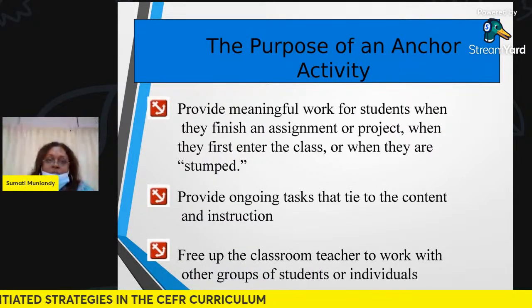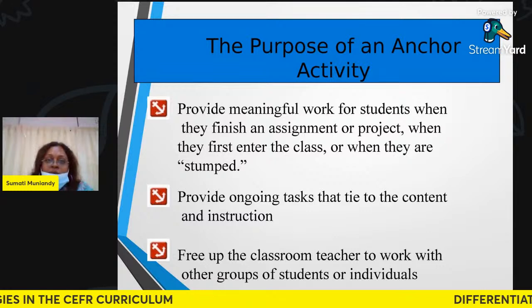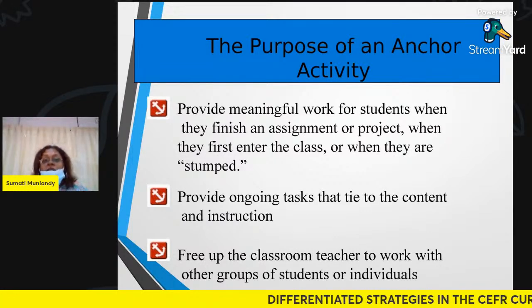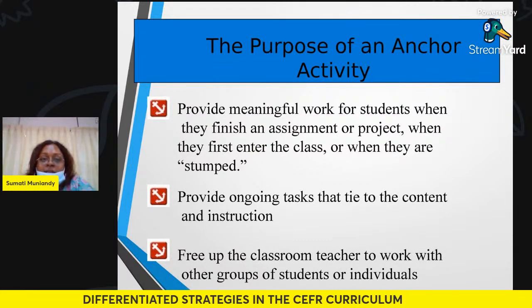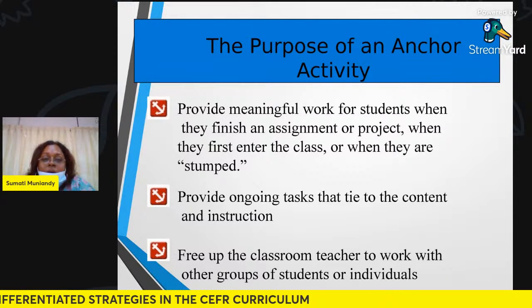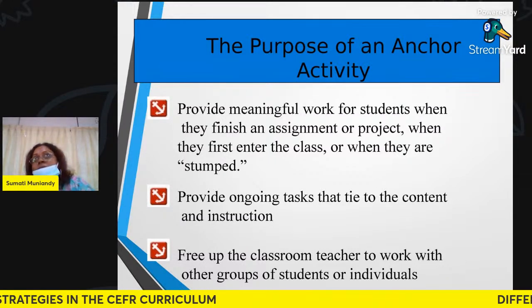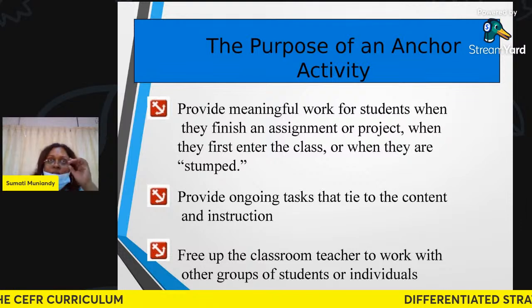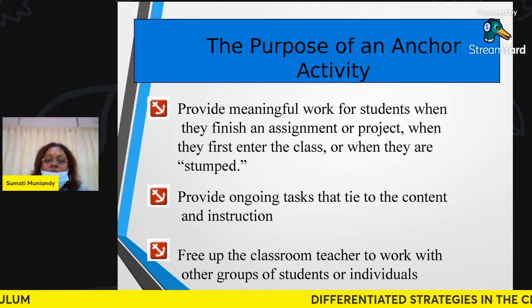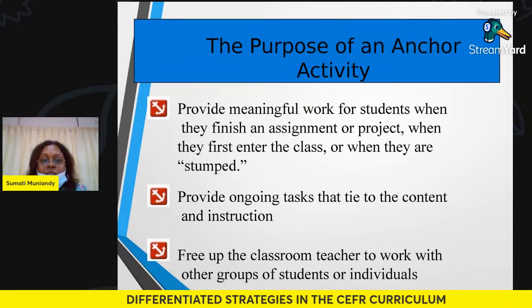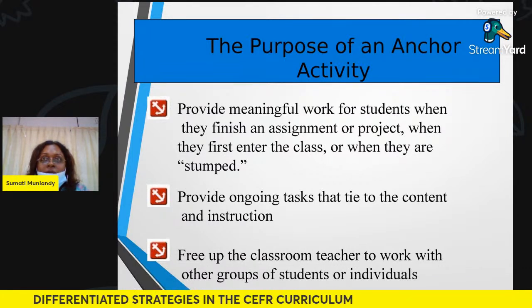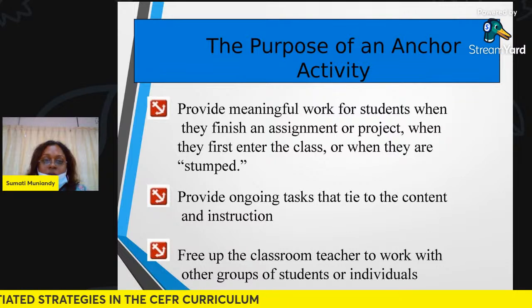Okay, the purpose of these activities: provide meaningful work for students when they finish an assignment or project, when they first enter the class, or when they are stuck. Provide ongoing tasks. Some of the students in the class, I noticed, can finish fast. So you, as a teacher, should prepare something for them, to cater to this kind of learners in the classroom. All right.